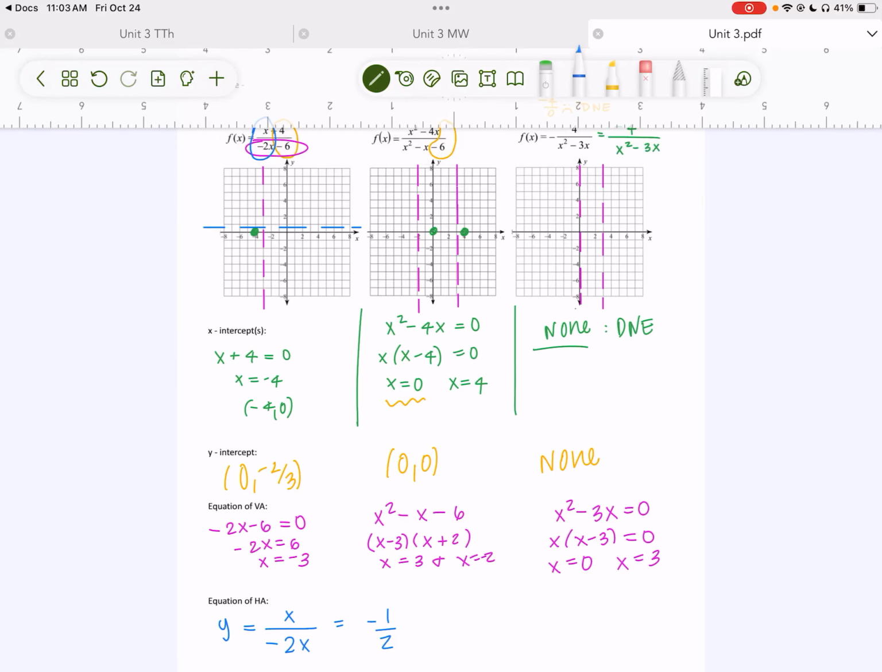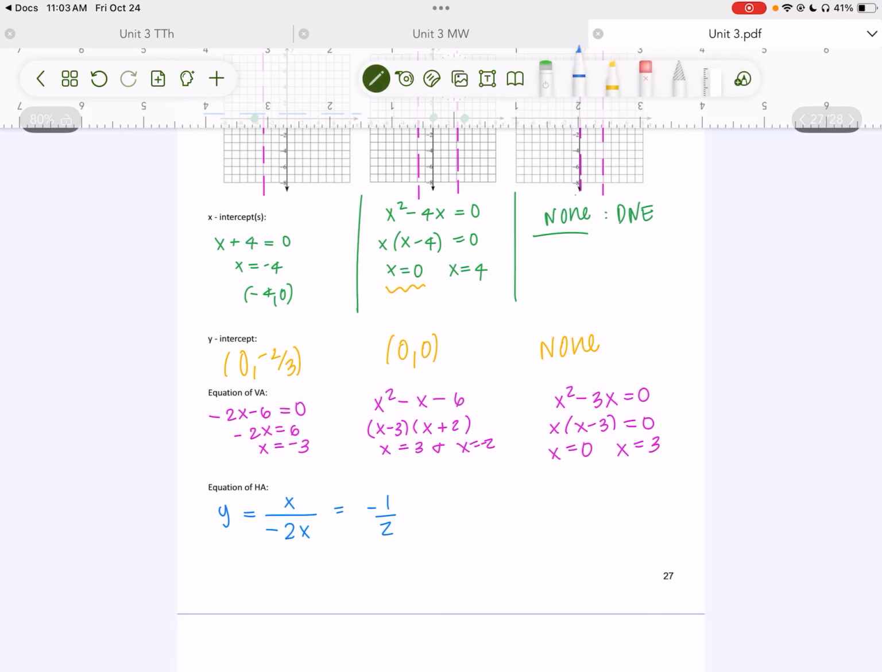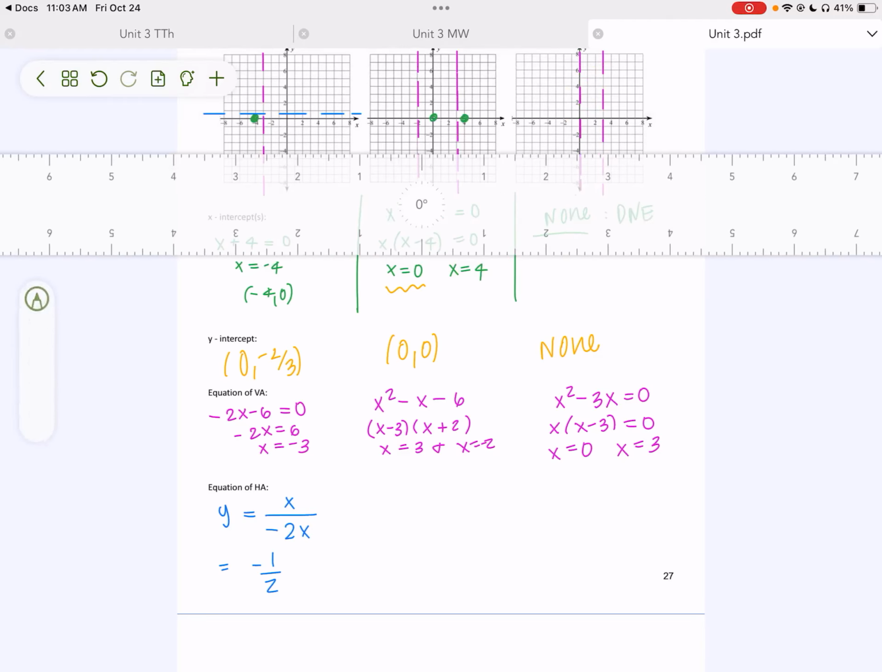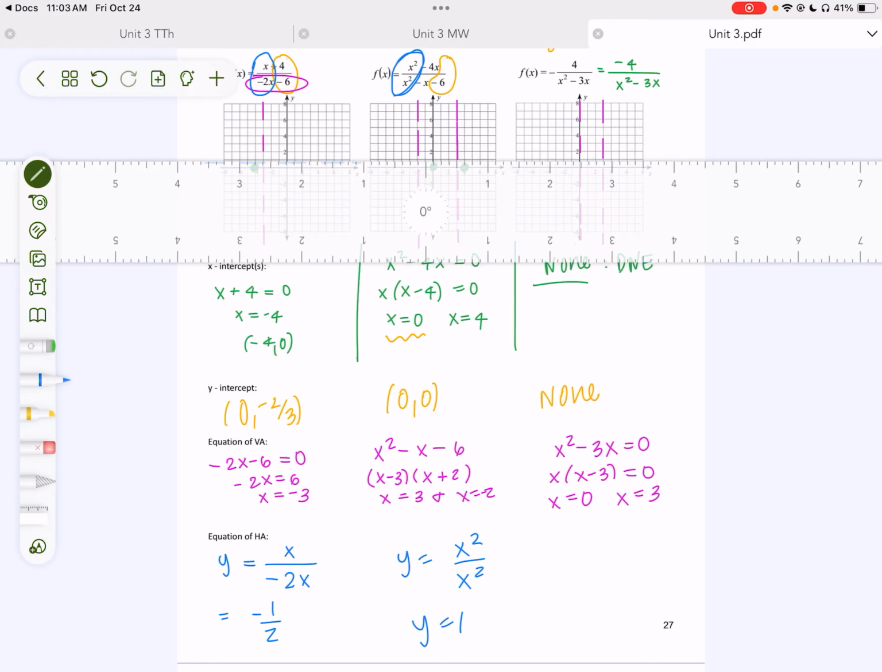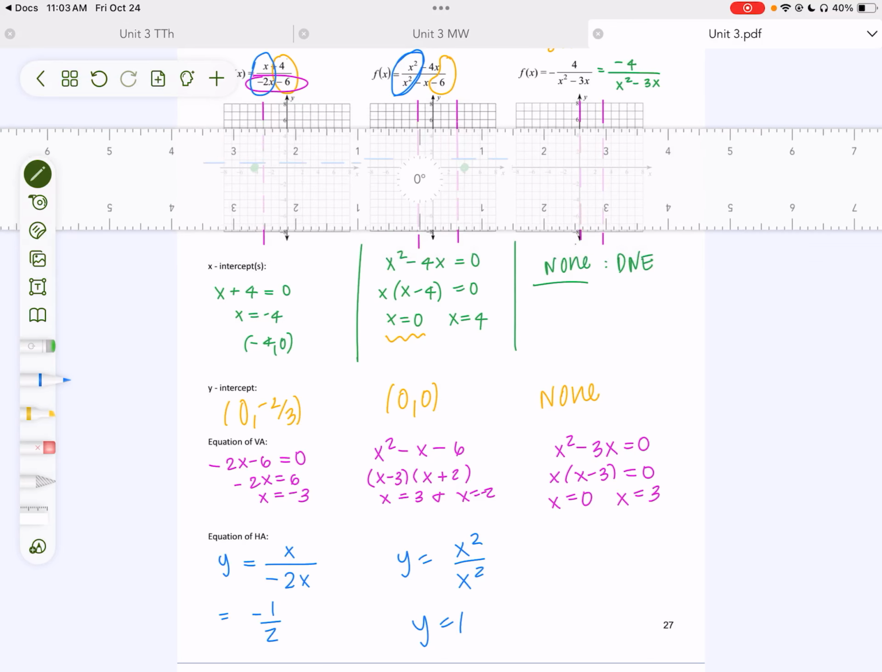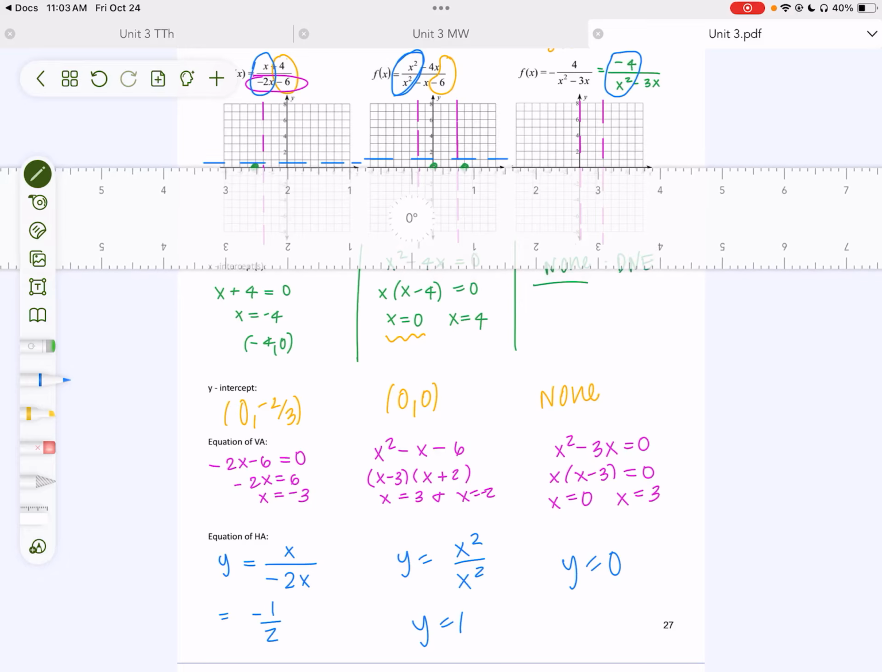Okay. Let me move that so we have more room for the other one. This one looks like powers match. So let's simplify those coefficients. We're going to have y equals x squared over x squared, or y equals 1. So we'll plot that. And then here again, it looks like the numerator is smaller. So we're just going to have 0. We'll plot that.